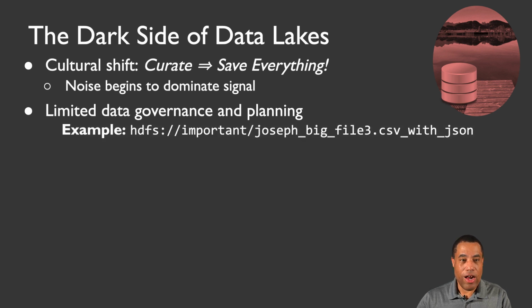And so you're going to see files like hdfs/important/Joseph bigfile3.csv with JSON. What? So what's in that file? Not really apparent looking at it. It's a big file. Number 3.